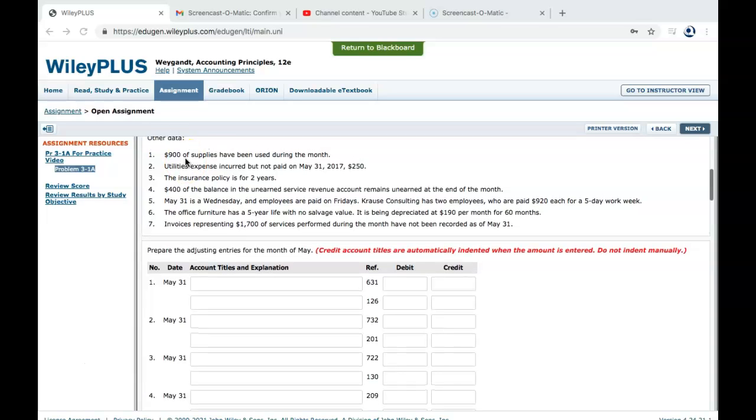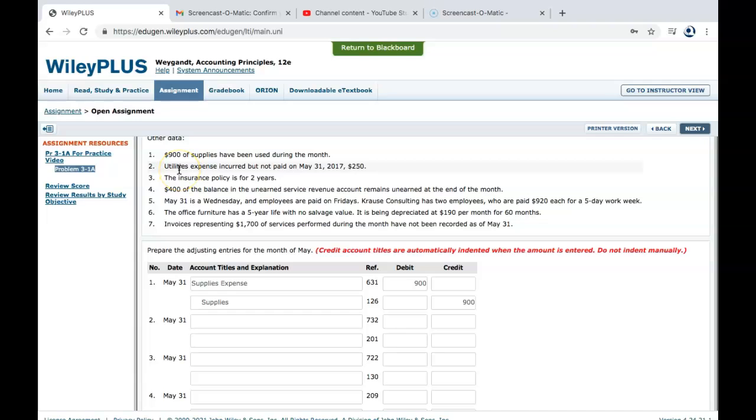So if we have used $900 of supplies during the month, that means we increase our supplies expense and we reduce our supplies inventory. So we're going to debit the supplies expense and we're going to credit the supplies inventory to reduce it. Okay, so we have supplies expense debited 900 and supplies credited 900.